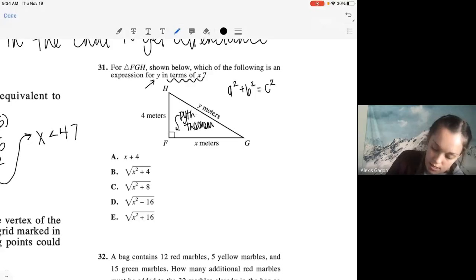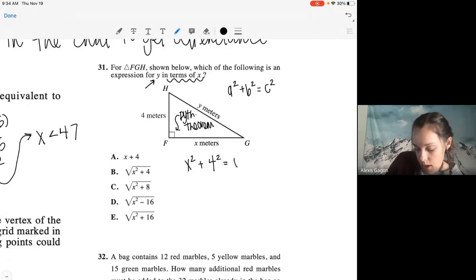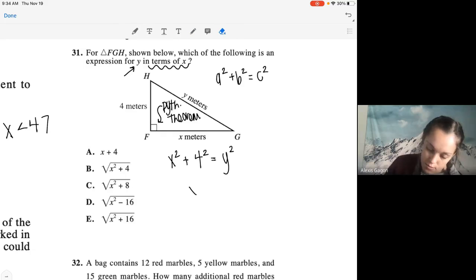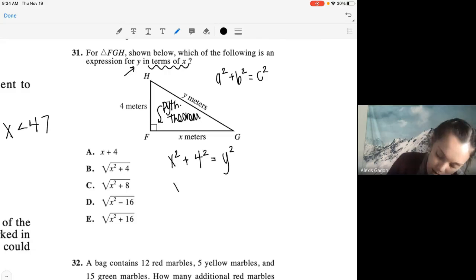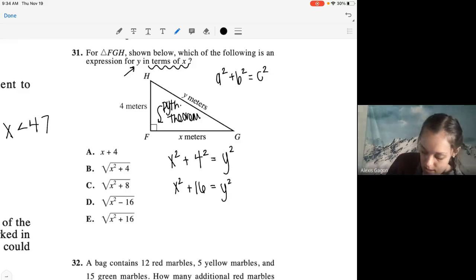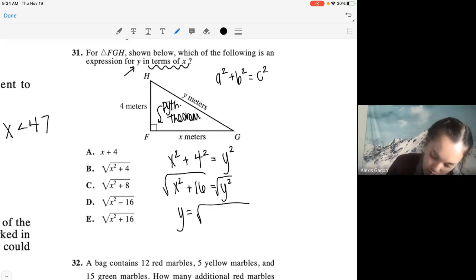Well, we could say that a is x, so x squared plus 4 squared equals y squared, which would be x squared plus 16 equals y squared. And I could square root these. So we get y equals the square root of x squared plus 16.